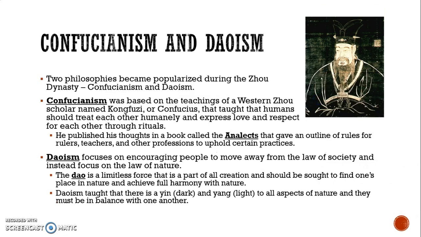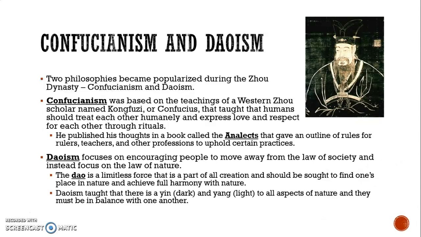Two of the main religions that influenced Chinese government were Confucianism and Taoism. Confucianism is based on the teachings of a Western Zhou scholar named Confucius, and he taught that humans should treat each other with humanity, and express love and respect. He published his thoughts in a book called The Analects that gave an outline of rules for rulers, teachers, and other professions, and so he basically told rulers how to rule.